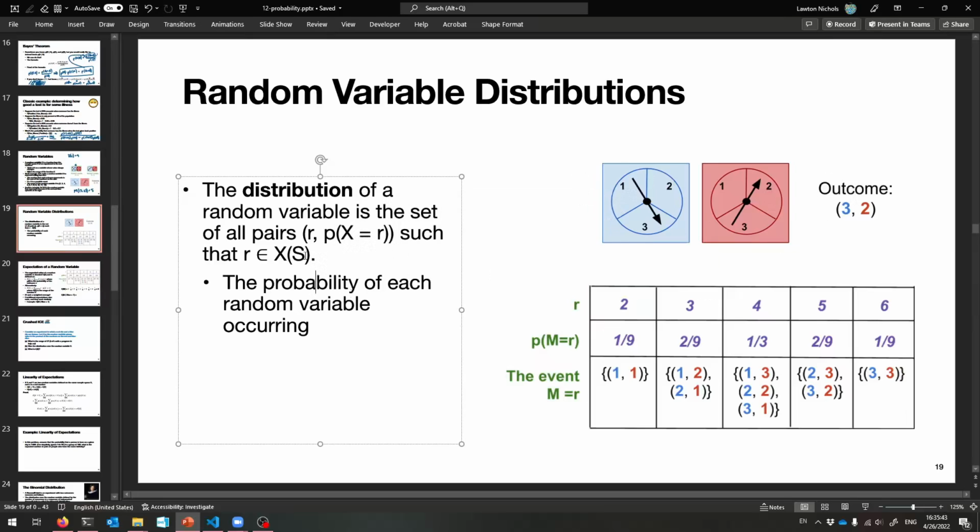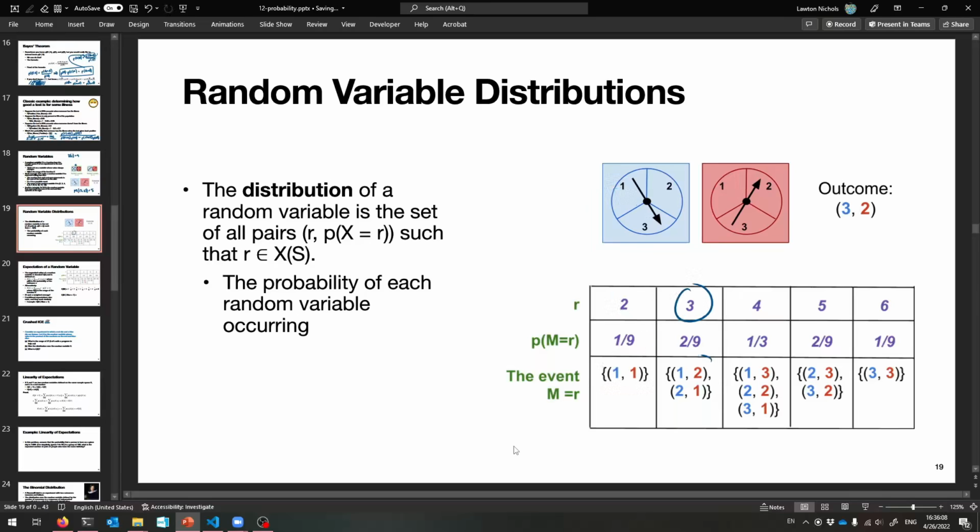Okay, so for every outcome in the range, it's just the probability that the random variable gave you that value. For example, here are all the ways to get 2 on your spinners. They both have to hit 1, right? They both got to be 1 and 1, so there's only one way to get there. You got this event: 1 on blue, 1 on red.